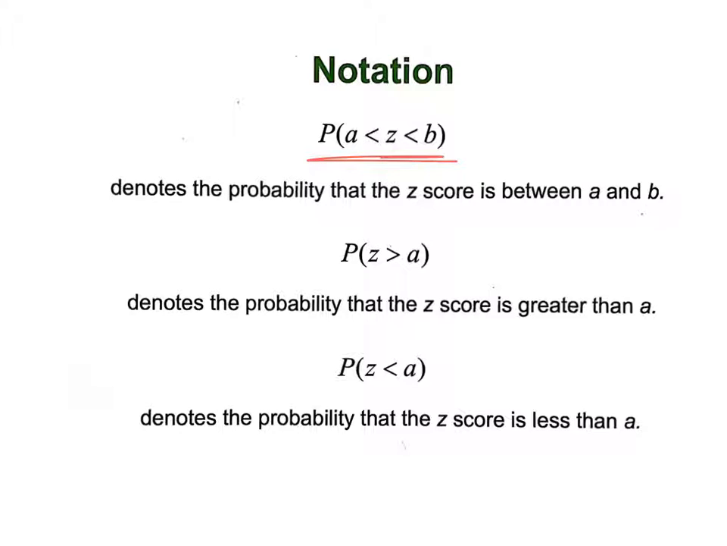Probability of z between A and B, that's what we just did. Z greater than A, we did one of those. That's where we have to do 1 minus to get the probability. And then z less than A is the probability that the table actually gives you, because it'd be to the left.